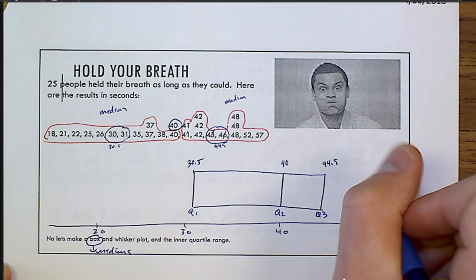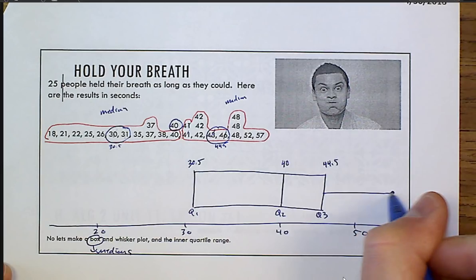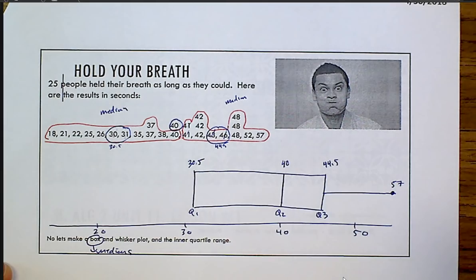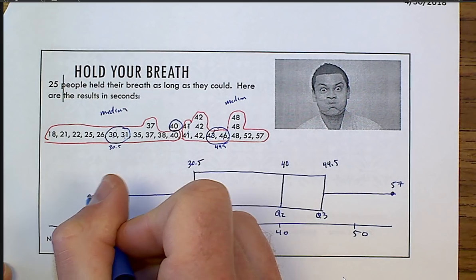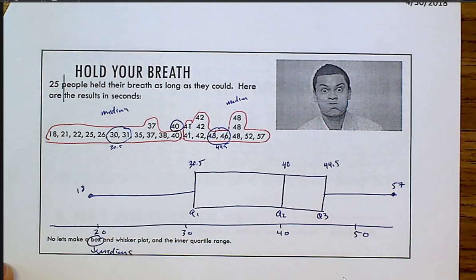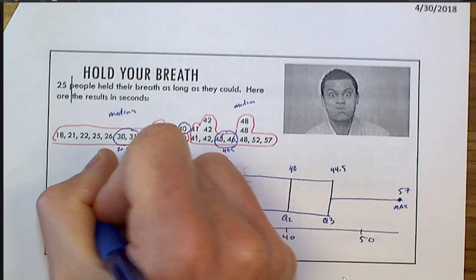And so 57 would be somewhere in here. We just put a dot. There's our whisker at 57. I like to write 57 there so I can interpret it. And then 18 is my lowest one. So 18, and that's your lowest. A lot of times this is referred to as the max, and this is referred to as the min, all right?